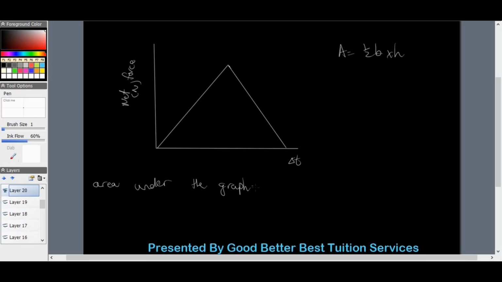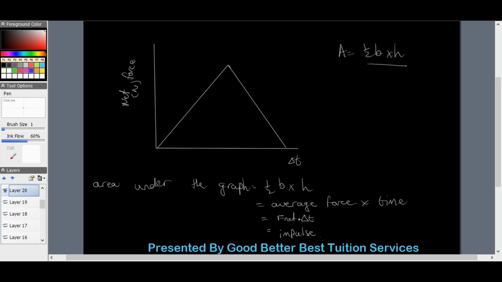Area under the graph, we know, is going to be equal to this formula, which is half base times height. Basically, half base times height is taking average force multiplied by time. That's essentially what half base times height is, right? And if we do that, it's the same as saying F net delta t, which essentially equals impulse.